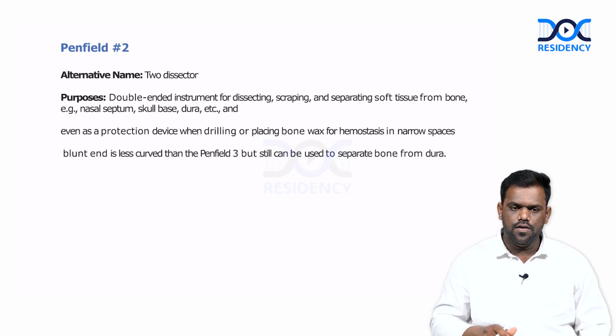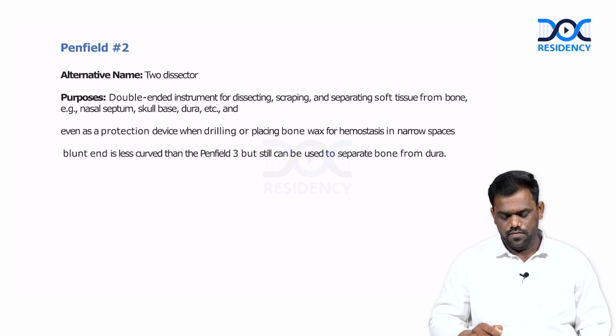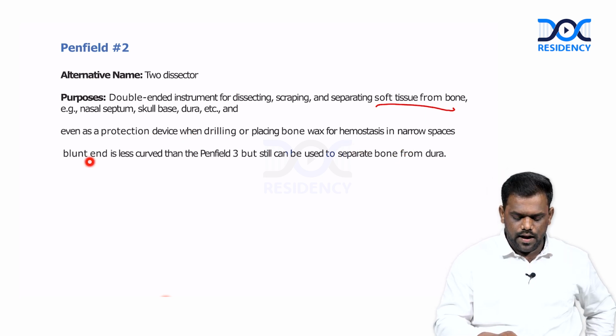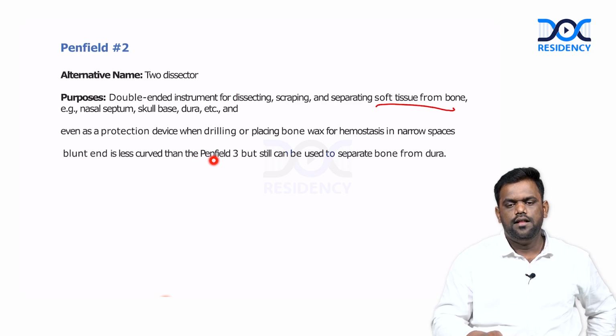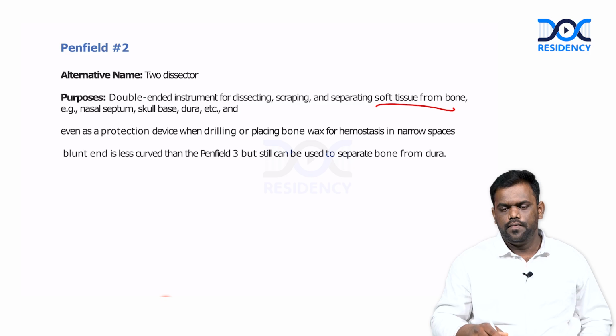This other is called Penfield 2. The number 2 dissector is also a double-ended instrument for dissecting, scraping, and separating soft tissues from bone, nasal septum, skull base, or dura, etc. It is even a protection device, a very important protection device when drilling or placing bone wax for hemostasis in narrow spaces. The blunt end is less curved than the Penfield 3, but still can be used to separate bone from the dura.